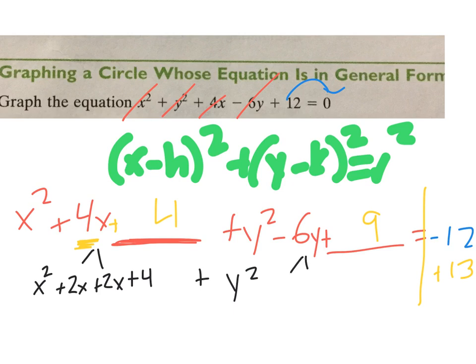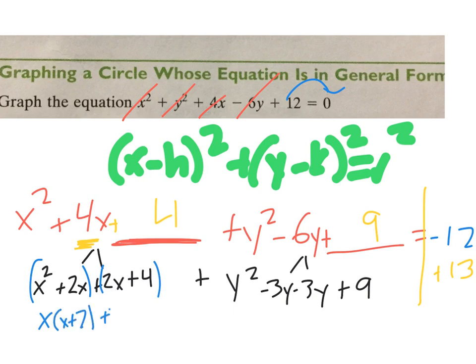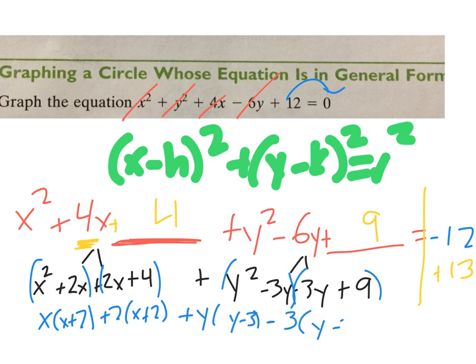This 6y is going to split to be negative 3y minus 3y plus 9. Now factor by grouping. So that's going to give me x times x plus 2 plus 2 times x plus 2. Over here I'm going to factor by grouping. So the GCF of the first two is y. That leaves me with y minus 3. Then here the GCF is negative 3. Sorry, I should have put the parentheses. It's minus 3. That leaves me with the y minus 3.